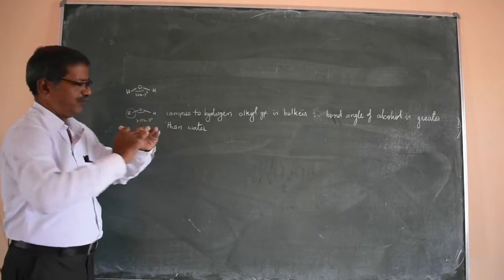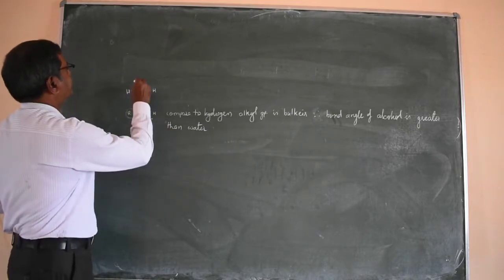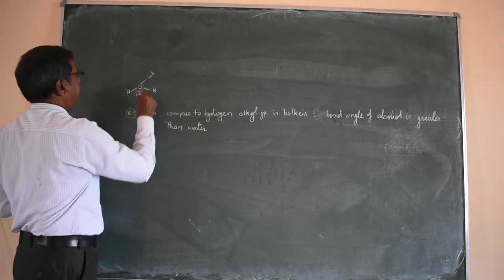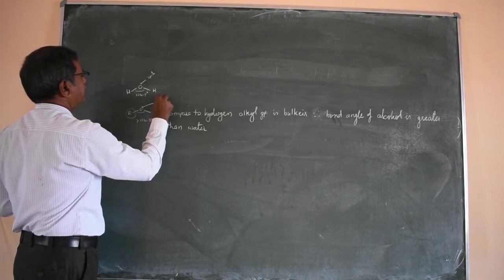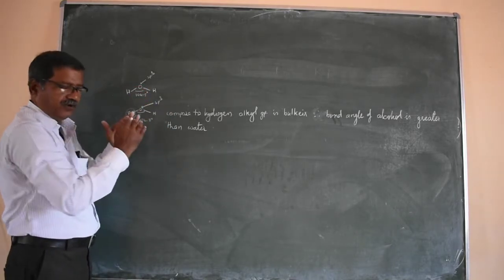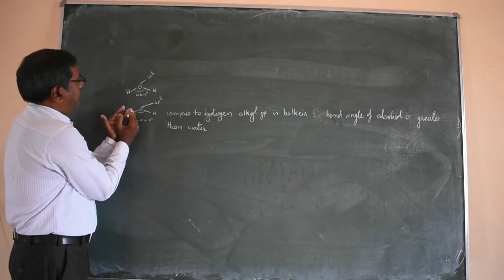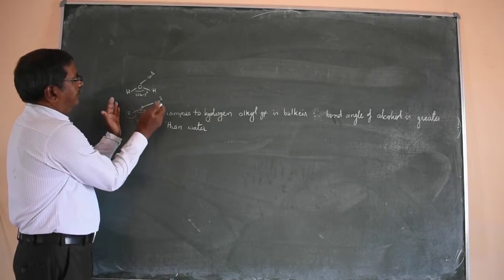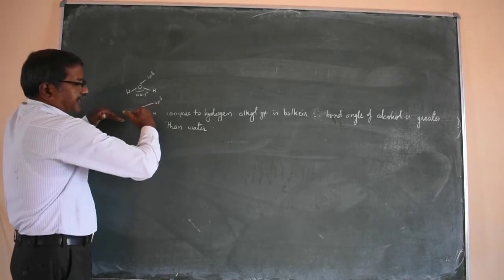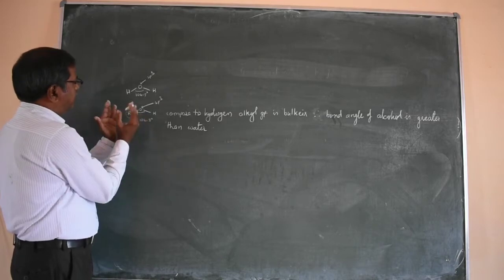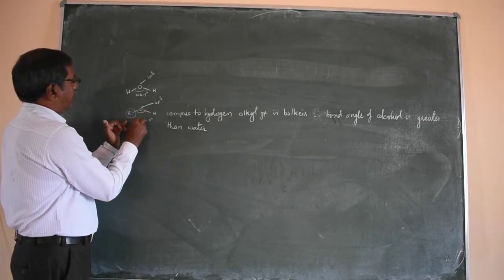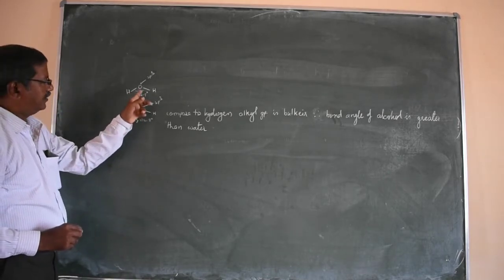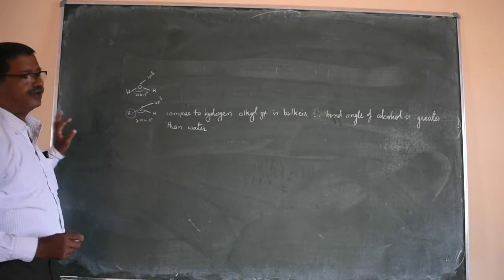We know the shape of water is bent, and oxygen is sp2 hybridized. Sorry, sp3 hybridized. This is also sp3 hybridized. Both have a bent shape or V shape. Here there is a greater repulsion between the bulky R or alkyl group and hydrogen. This is bulkier, so repulsion is greater. Due to greater repulsion, there is a slight increase in the bond angle, so it is greater than 104.5 degree. That is for water, this is for alcohol.